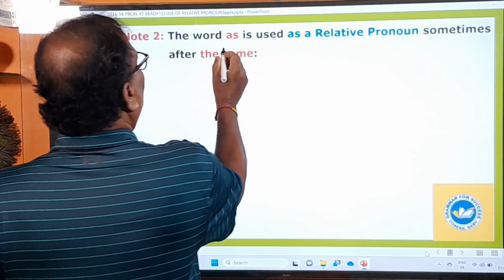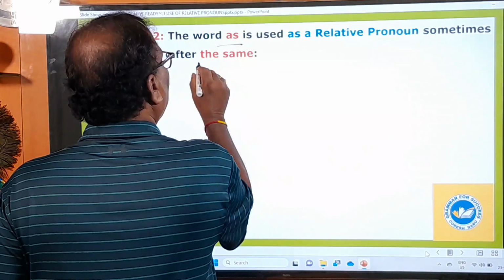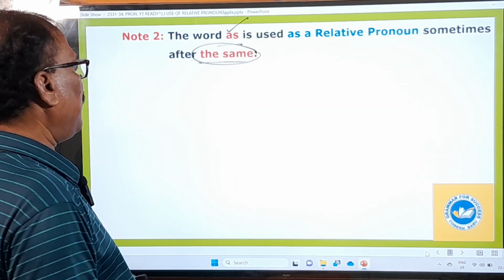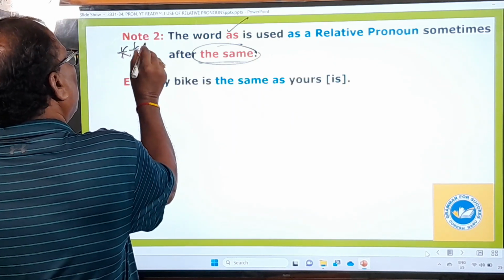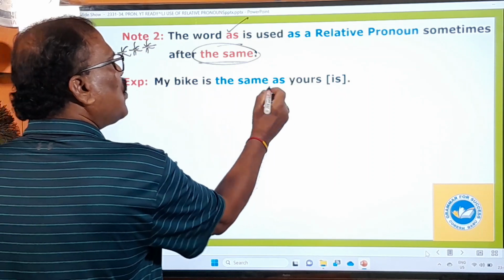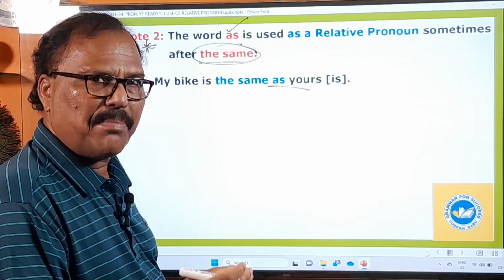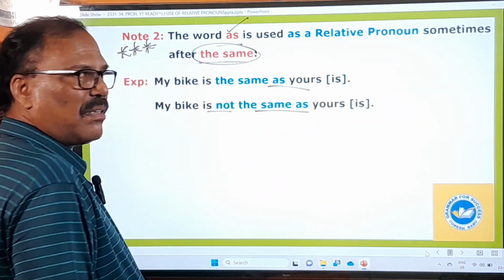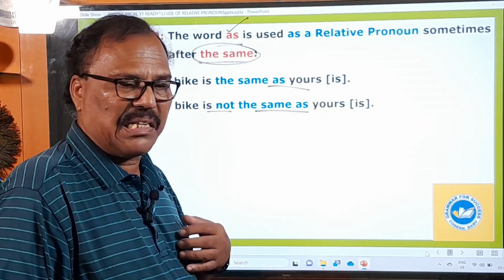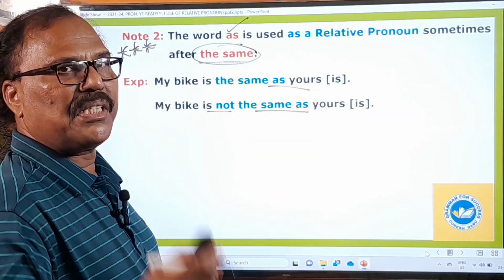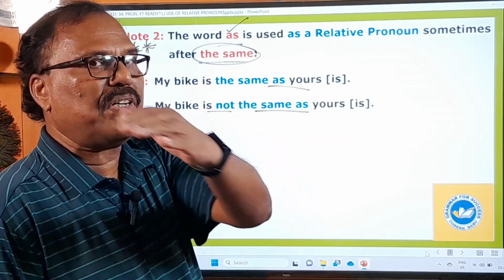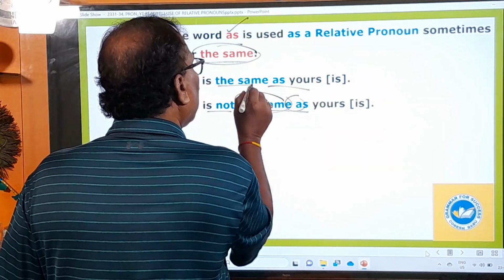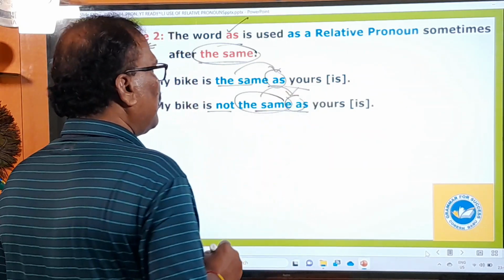Note 2. The word as is used as a relative pronoun, sometimes after the same. After the same also we should use only as, but not that. Remember that, it's very important from the examination point of view. My bike is the same as yours. Sometimes you may say, my bike is not the same as yours. Yours is different and mine is different. After same, you have to use as.